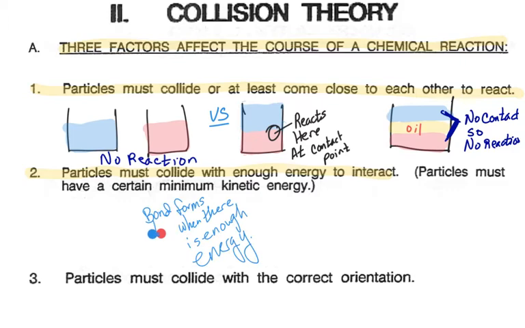It's sort of like when you back up and you hit a car or something and there's no damage. That would have not enough energy to damage something. Whereas if you back up or hit somebody with enough force, you will see an interaction. Something happens to that car. It's similar to that. And the third factor states that the particles must collide with the correct orientation.